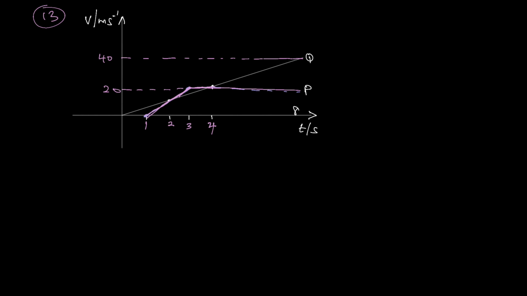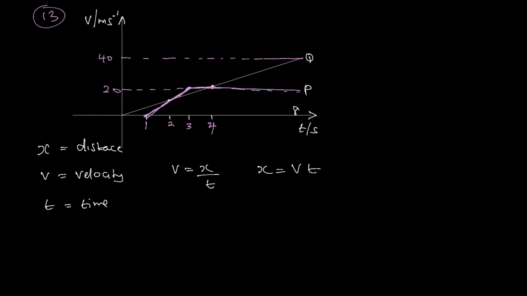Question 13. We want to find the distance between P and Q when t equals 8 seconds. Naturally, to find distance, x is the distance, v is velocity, and t equals time. So we know that v equals x over t, and x equals vt. But the area under the graph is the distance, because this is a velocity-time graph. So let's work out the distance for P. I want to find the area from 3 here. I'm shading the area now.